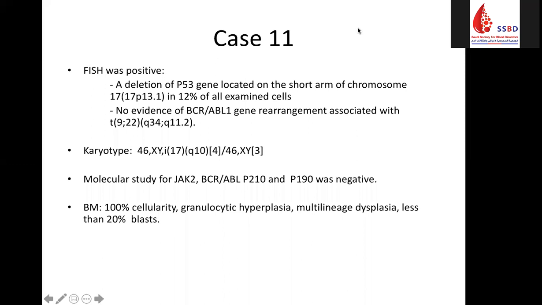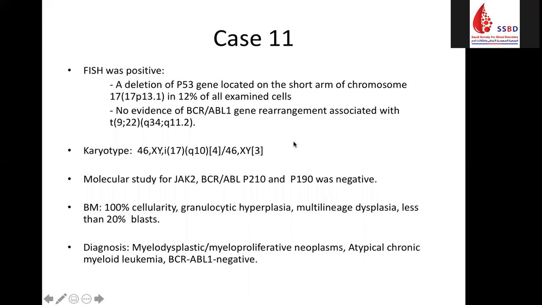So this patient was found to have abnormal FISH and karyotype with deletion 5q. He was negative for BCR-ABL1, and the molecular study for JAK2 was also negative. The bone marrow was done for him and found to be hypercellular, 100% cellularity with granulocytic hyperplasia, multilineage dysplasia, and less than 20% blasts. There was no marrow fibrosis, and the final conclusion is that the patient is diagnosed as MDS/MPN, atypical chronic myeloid leukemia, BCR-ABL1 negative. It's under the MDS/MPN, and we found that the patient best fits atypical chronic myeloid leukemia.